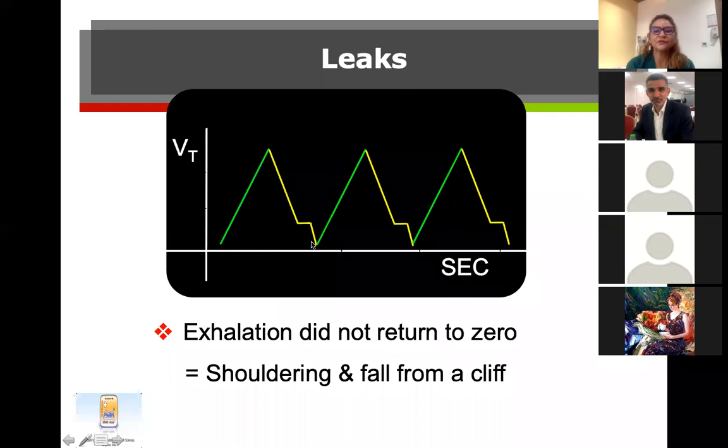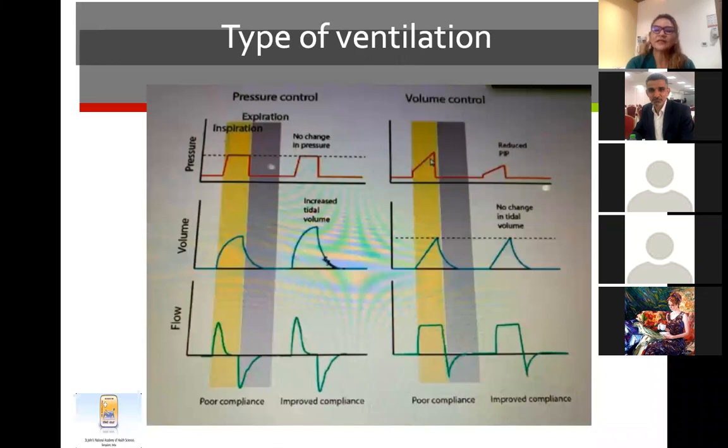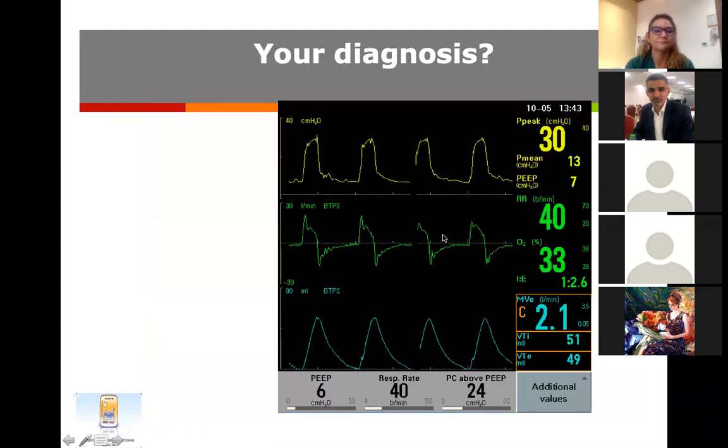So exhalation did not return to zero, and there is a shouldering and fall from a cliff like this. This is a sign of leak. Type of ventilation, I have already said, it will be pressure control. The volume will be less triangular. In the volume control, it will be more angular.